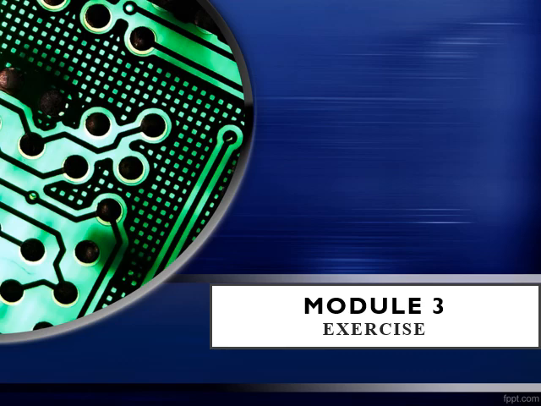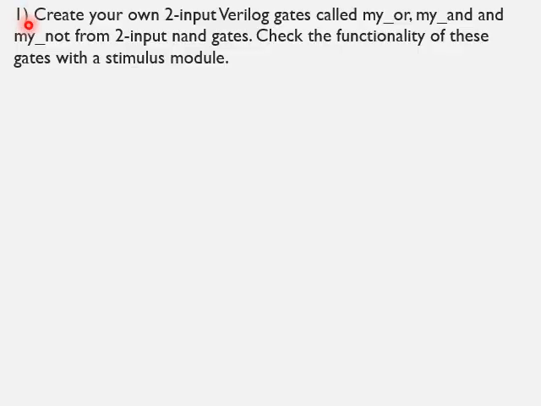In this video lecture, we'll look into a few exercise problems of Module 3. Question number 1. Create your own two input Verilog gates called MyOR, MyAND and MyNOT from two input NAND gates. Check the functionality of these gates with the stimulus module. First we will see how to realize an OR gate, AND gate and NOT gate using NAND gates only.